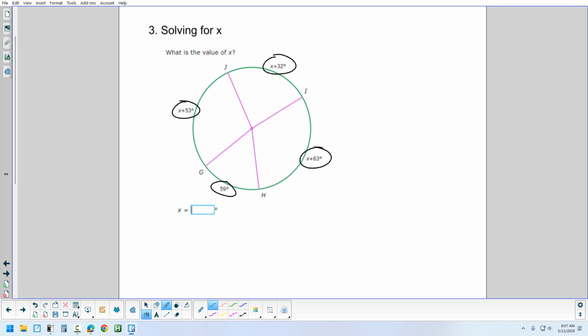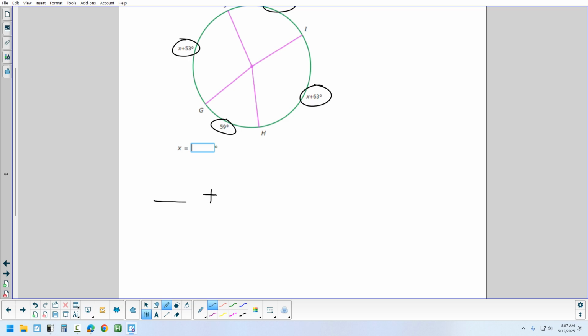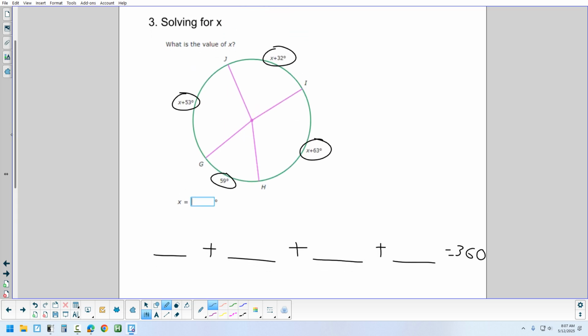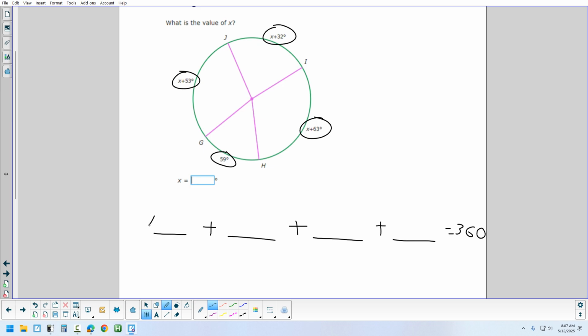Okay. And we know that if we take all 4 of them and add them up, they're going to add up to how much? 360. They're going to add up to 360. Okay, so that's the equation you need to set up. Fill in each exterior arc where I left a blank. Doesn't matter what order you do them in. So let's do x plus 53. The next one is x plus 32, x plus 63, and 59.